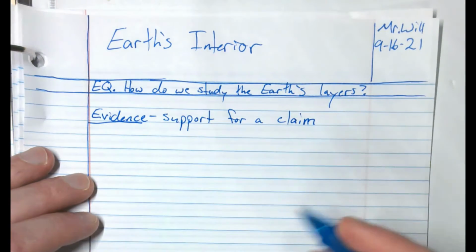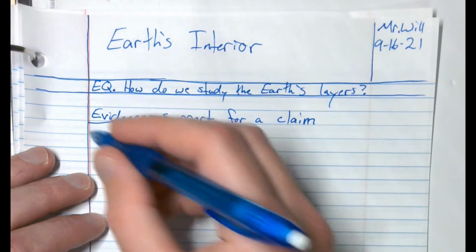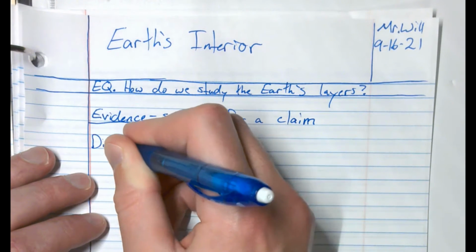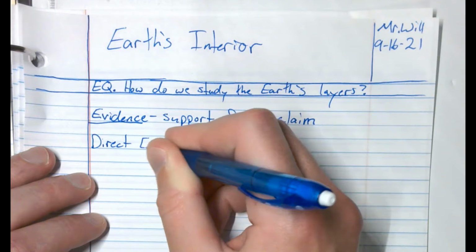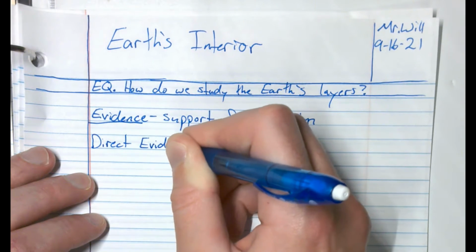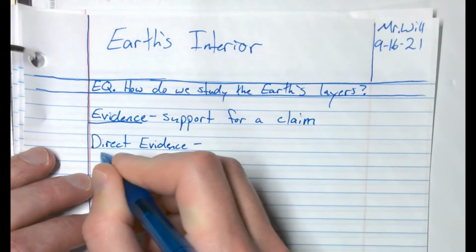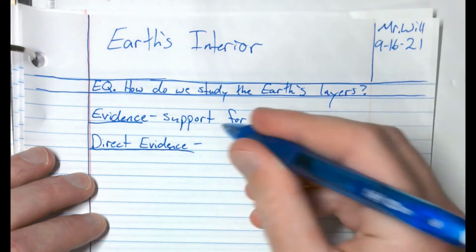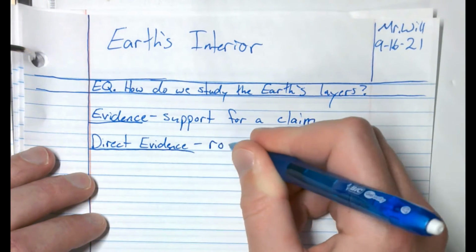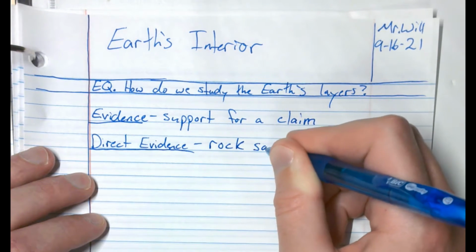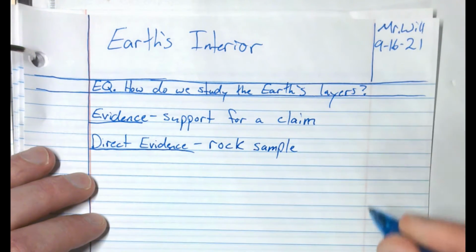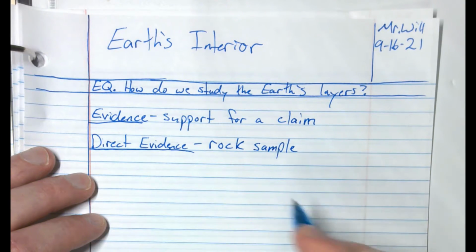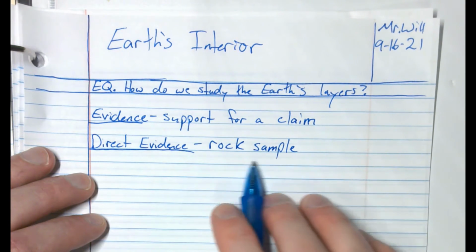There's two different kinds of evidence, though. So there's direct evidence. So I'm going to write that too. Direct evidence. And that's something like I can physically show you. For example, this may be a rock sample. So I could tell you or show you, this is my evidence for this claim.